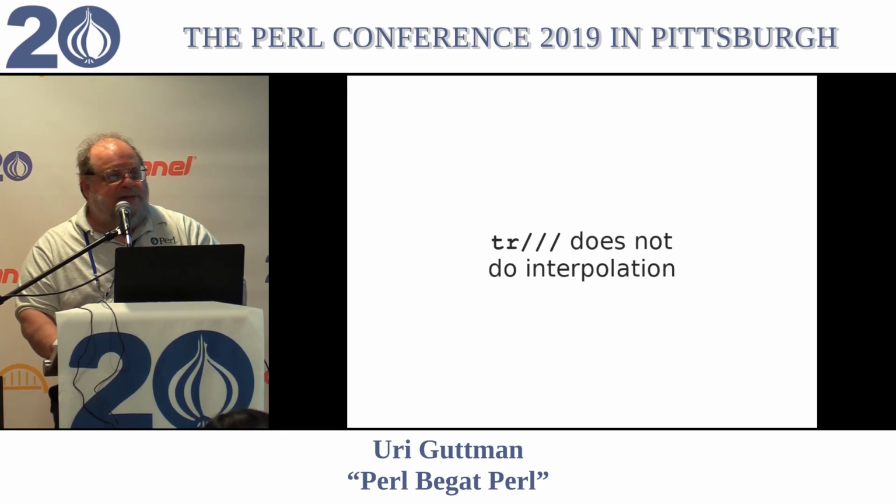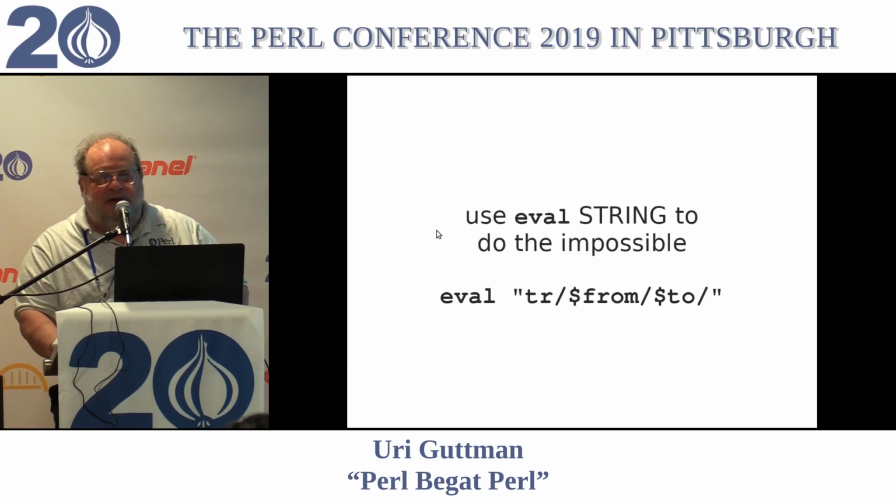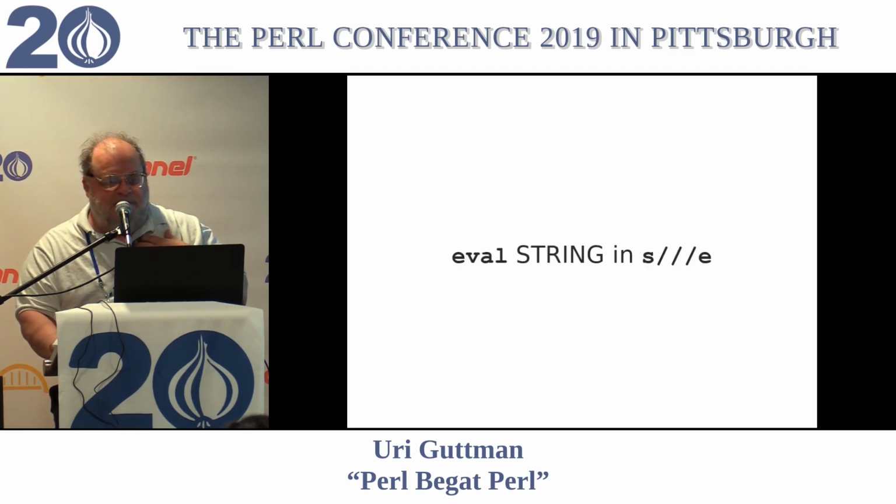Here, do the impossible. tr, which is a really neat operator, does not interpolate. So let's say you want to do a tr, but you want to select the characters to be translated from one to the other. I say translated, not transliterated. Larry and I disagree on that one. So here, this works. You eval the tr, and you can interpolate the from characters and the to characters. So you're doing the impossible with eval. Everyone get this one? This is really neat stuff you can do. This is one of the things where eval comes into play. You really want to do something that's tricky.